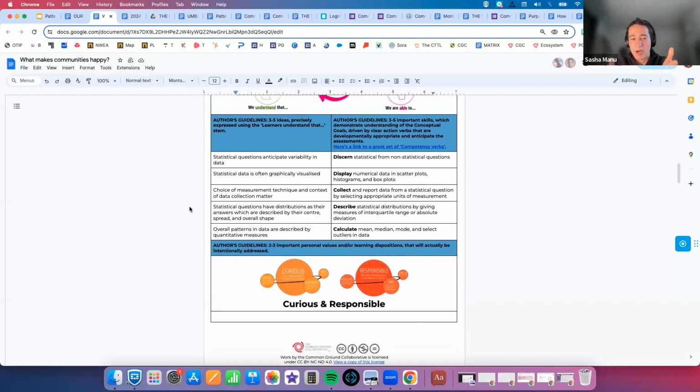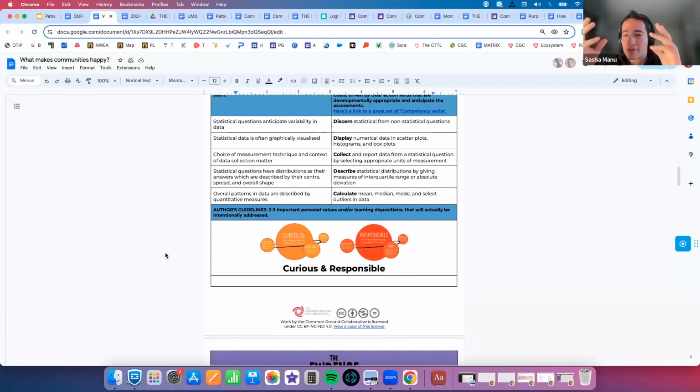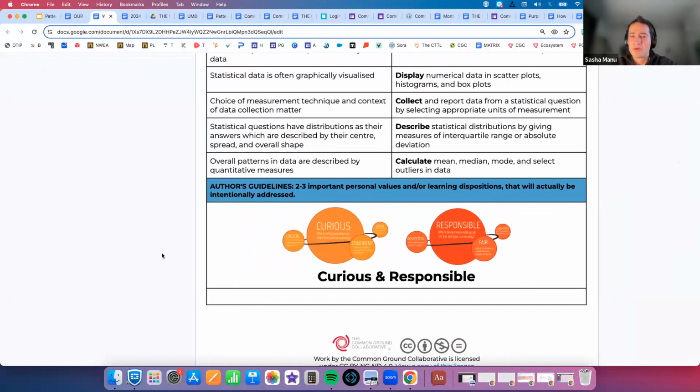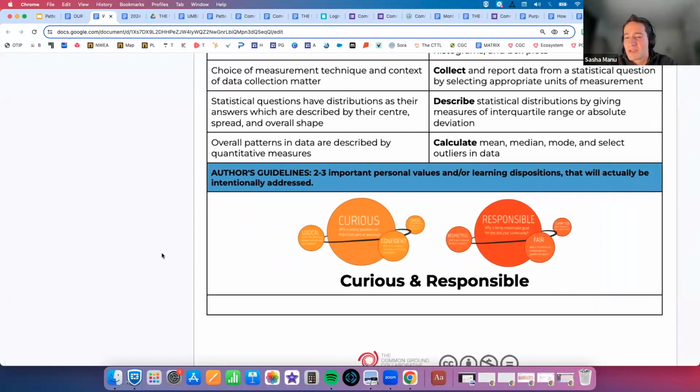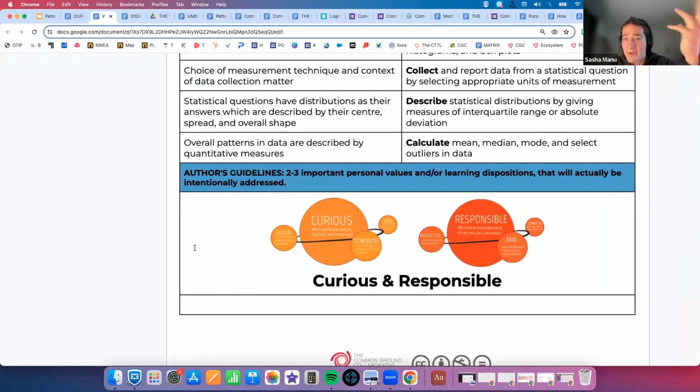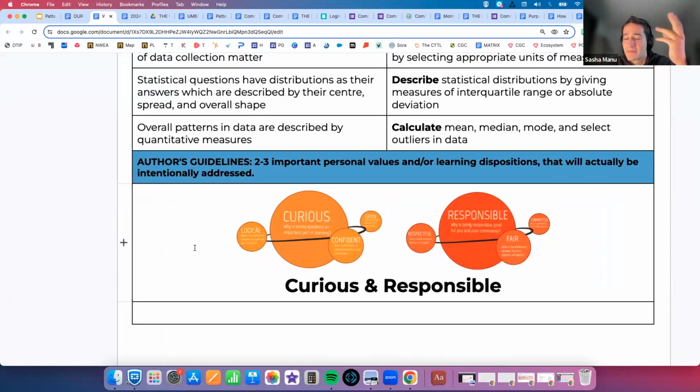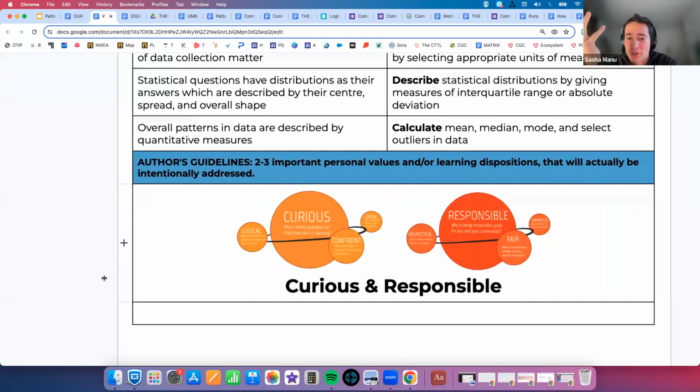And then you'll see at the bottom, we have the character piece. And so who do you become after this? It's our hopes that you'll become both a curious, rational problem solver, and a responsible, contributing citizen. And we'll explore how that happens as we move into the learning flows.